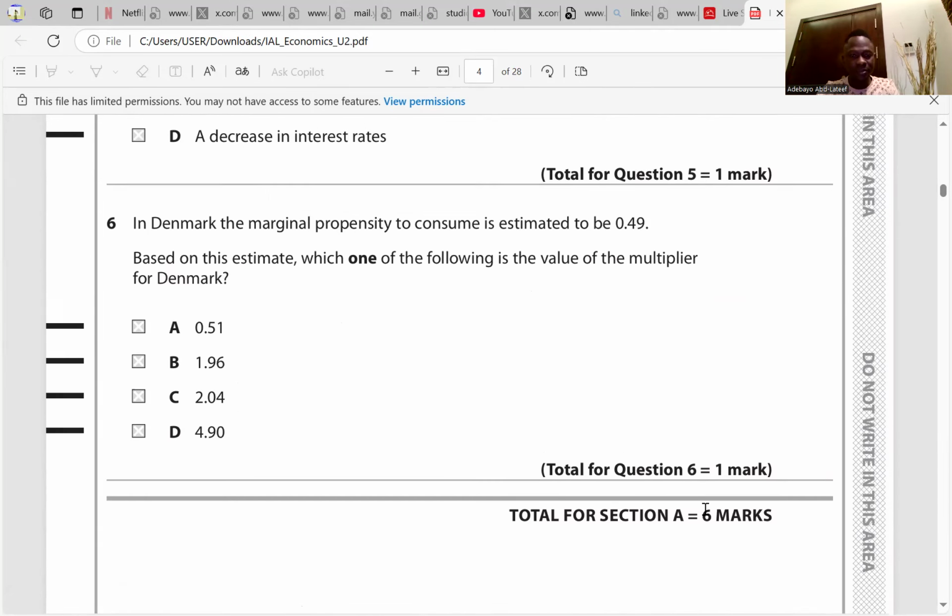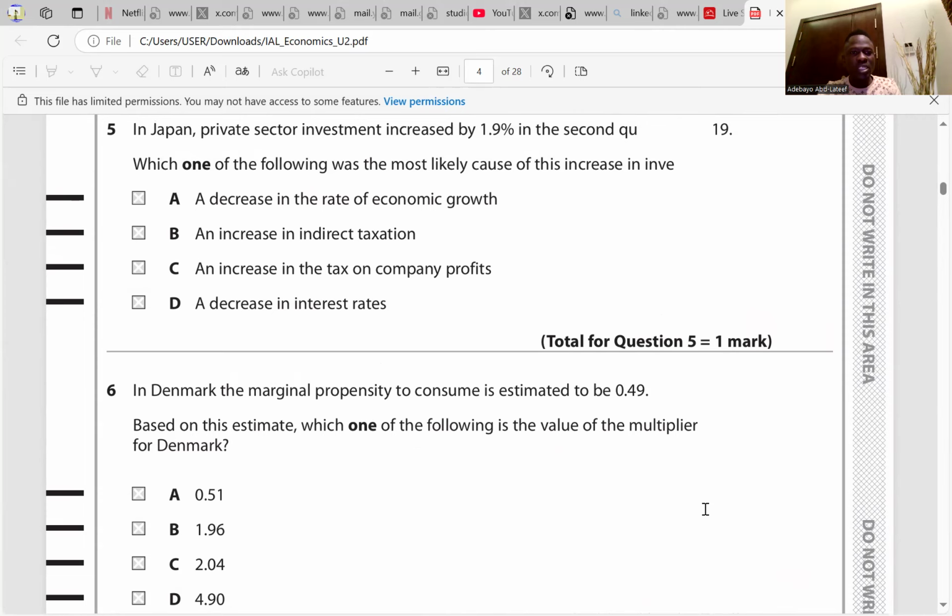Question 5. In Japan, private sector investment increased by 1.9% in the second quarter. Which one of the following was the most likely cause of this increase in investment? Let's look at A, a decrease in the rate of economic growth. An increase in investment would increase economic growth, so it's not A. An increase in indirect taxation.